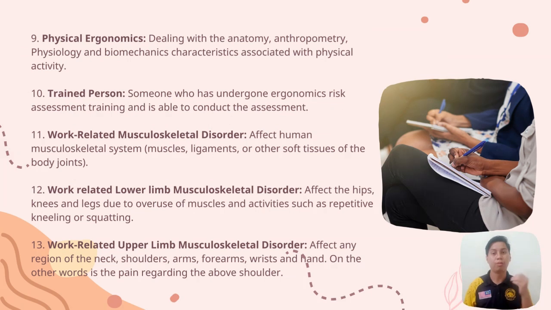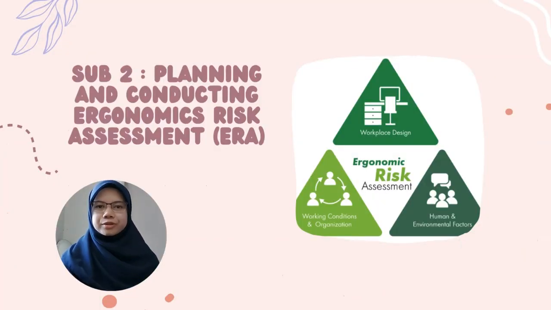For the final slide for the regulation one, we'll dive more into the terms of ergonomics. For example, physical ergonomics, which comprises dealing with the anatomy, anthropometry, physiology, and biomechanics characteristics. Next is trained person, which is someone who has undergone ergonomics risk assessment training and is able to conduct the assessment. Next is work-related musculoskeletal disorder, which may affect the human musculoskeletal system. Next is work-related lower limb musculoskeletal disorder, which affects the hips, knees, and legs due to overuse of muscles and activities. Lastly is work-related upper limb musculoskeletal disorder, which can affect any region of the neck, shoulders, arms, forearms, wrists, and also hand.